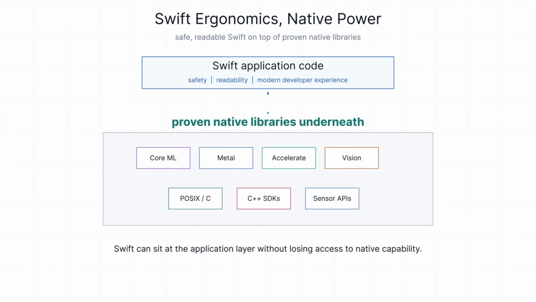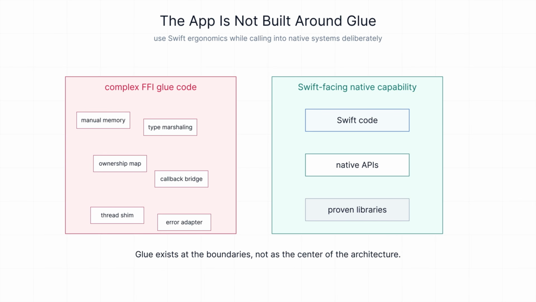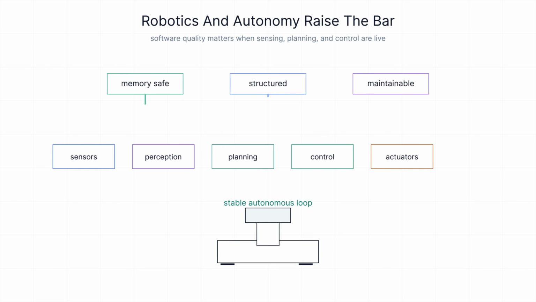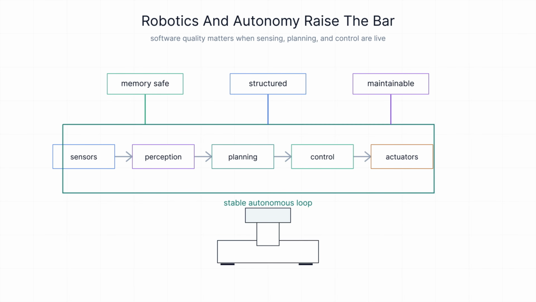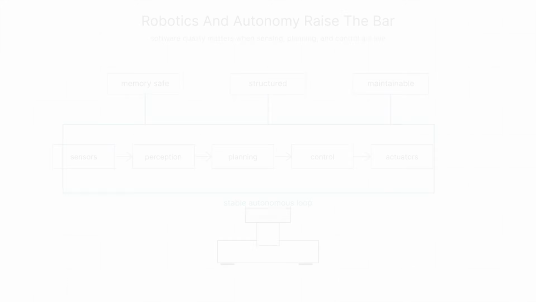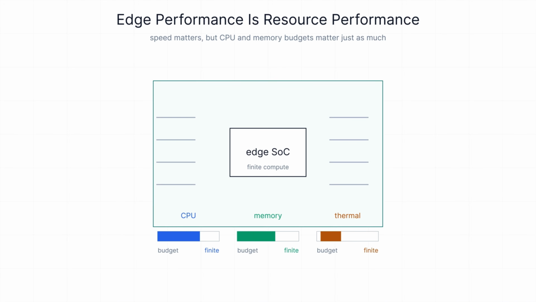This is all especially important for robotics and autonomous systems, where software quality really matters. Swift's low-cost abstractions let you write expressive code without paying the kind of overhead you might expect from a high-level language. You can build applications that are memory safe, structured, and maintainable, while still being close enough to the metal for performance-sensitive workloads. And when you are deploying to edge devices, performance is not just about speed.